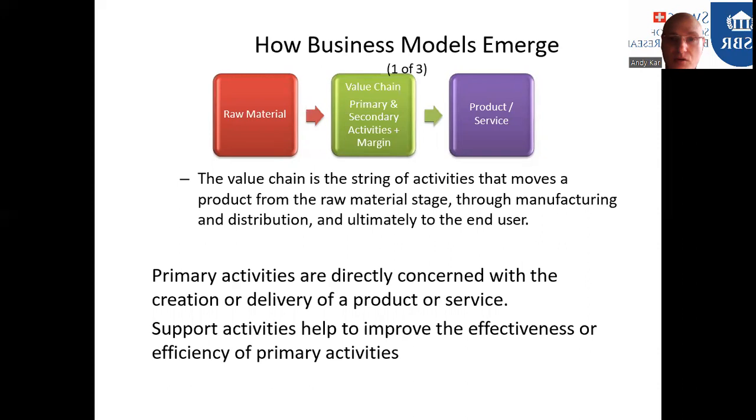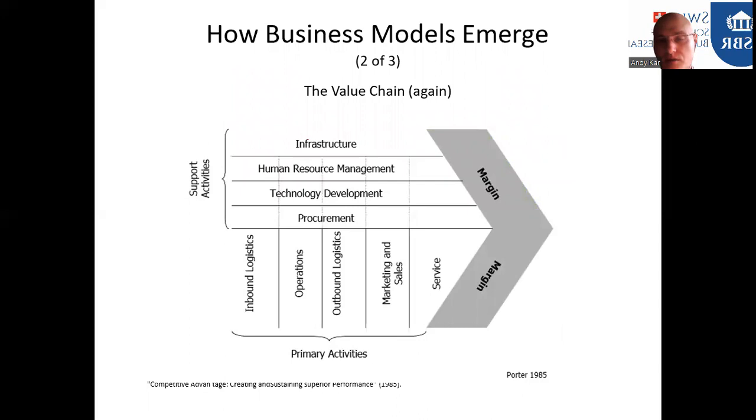Primary activities are directly concerned with the creation or delivery of a product or service. Support activities help to improve the effectiveness or efficiency of primary activities. So we have these two distinct categories of activities, the primary and the supportive. We can see them here in this figure. The support activities are infrastructure, human resource management, technology development, and procurement, while the primary activities are inbound logistics, operations, outbound logistics, marketing and sales, and of course, service to our customers. All these give us the margin, which is our profit on the product that we create and sell to our customers.